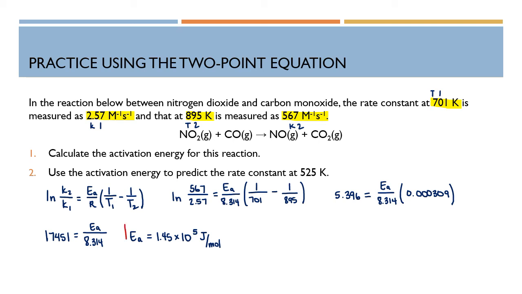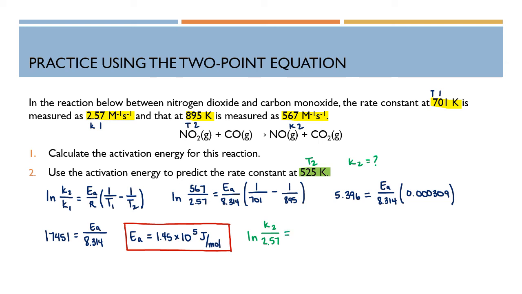So the next thing I want to do is use that activation energy to predict the rate constant at a different temperature. So I need to assign 525 kelvins as a different temperature. I'm going to assign this as my T2. So 525 is now going to be my T2, and I'm going to find the K2 that is associated with this T2. So I will rewrite my equation so that I have the ln of K2 over K1. Now my original K1 is 2.57. I'm just going to keep that one as my K1.